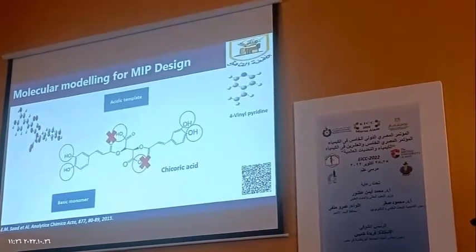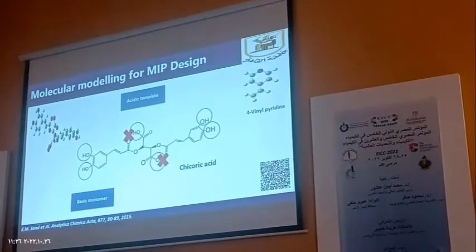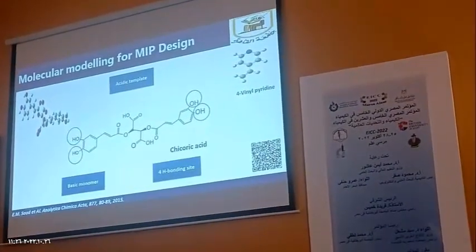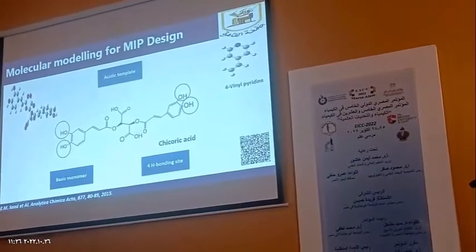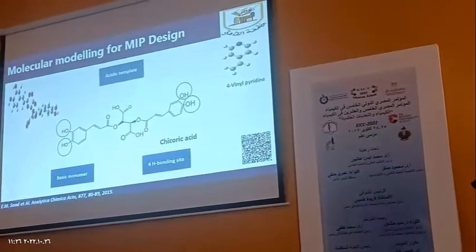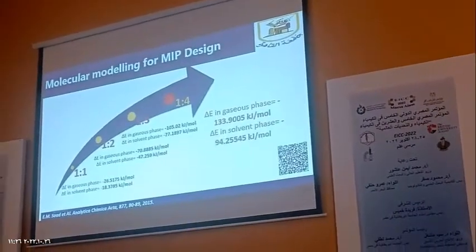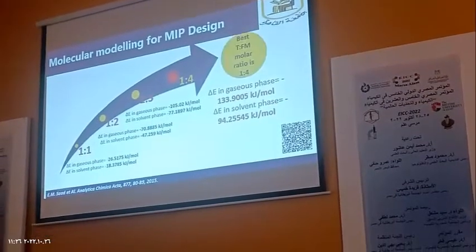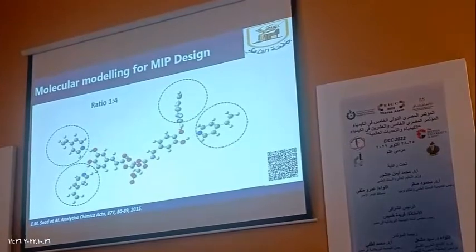We excluded the two in the middle because they can form intramolecular hydrogen bonding, and this means that we can say that the best form for this molecule to form a polymer is to include all hydrogen bonds. And finally, by calculating the binding energies, we proved this, and we found that the best ratio to prepare this polymer is 1:4, and this is how it looks.